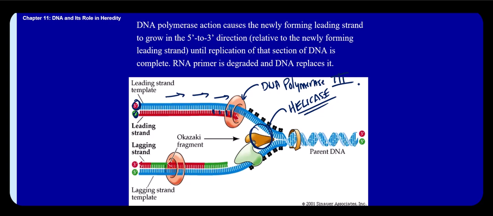But on the other strand, we have a problem. We can't go that direction. We can build in a 5 to 3. We're reading 3 to 5, and we don't have a 3'. We have a 5'. So what we're going to do this time is build it kind of in pieces. We'll build in little segments.